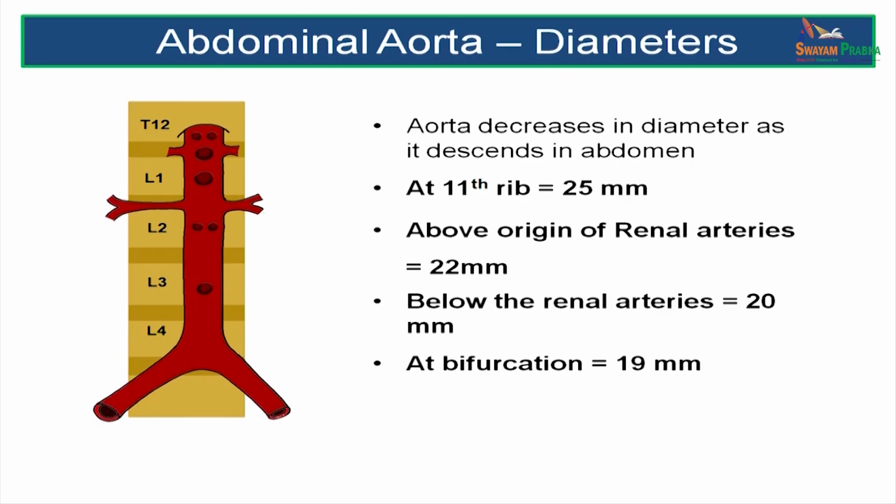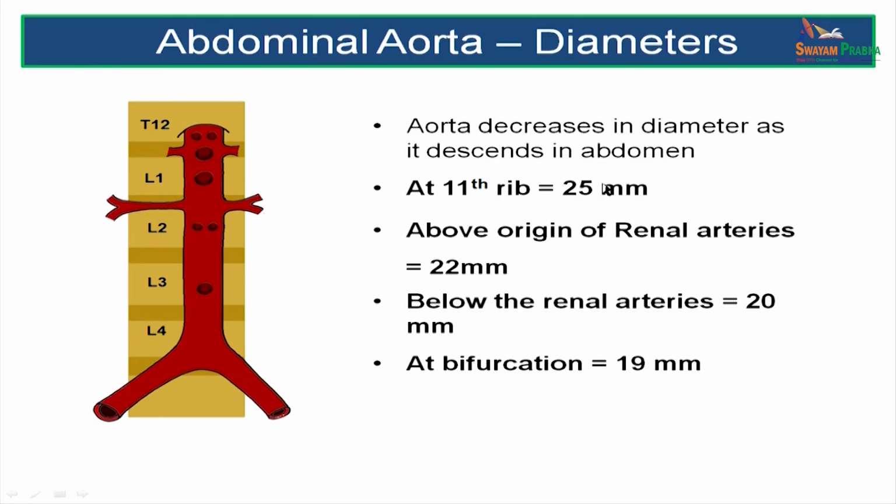As the aorta descends in the abdominal cavity, the diameter tends to decrease. It starts at a diameter of around 25 millimeters at the 11th rib and goes to a size of 19 millimeters at its bifurcation into the two common iliac arteries.